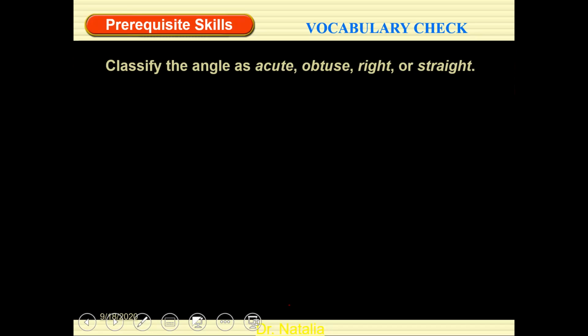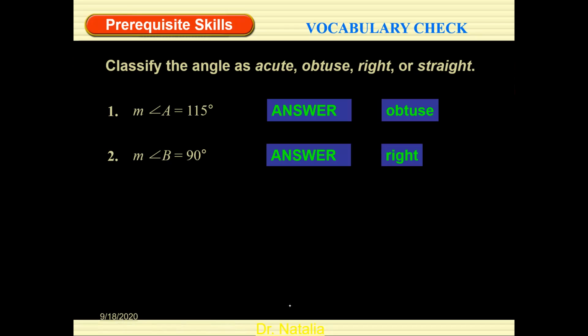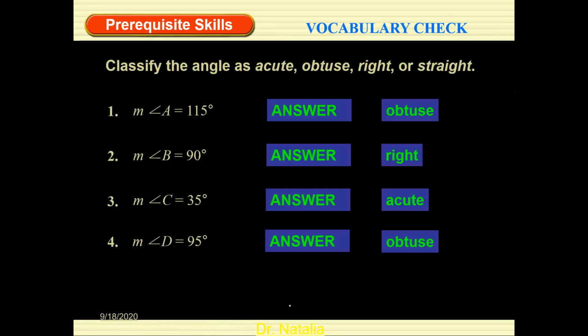All right, let's take a look at the answers. For question number 1, anything greater than 90 degrees is going to be considered an obtuse angle. Anything that's equal to 90 is a right angle. Anything that is less than 90 degrees is going to be acute. And lastly, anything that's equal to 180 degrees is always a straight angle.